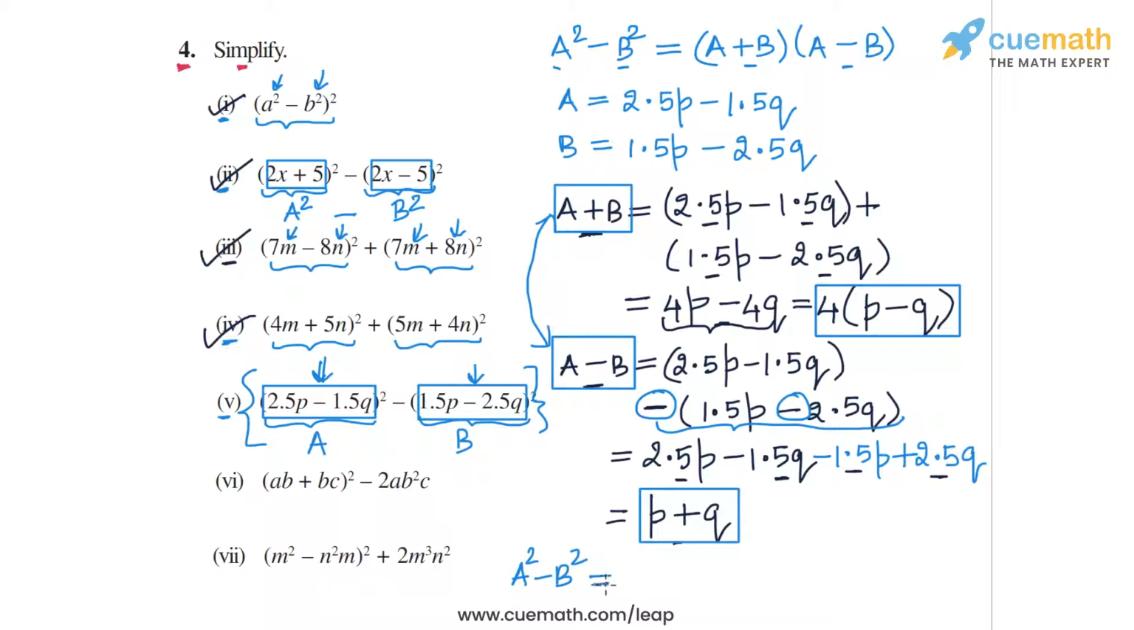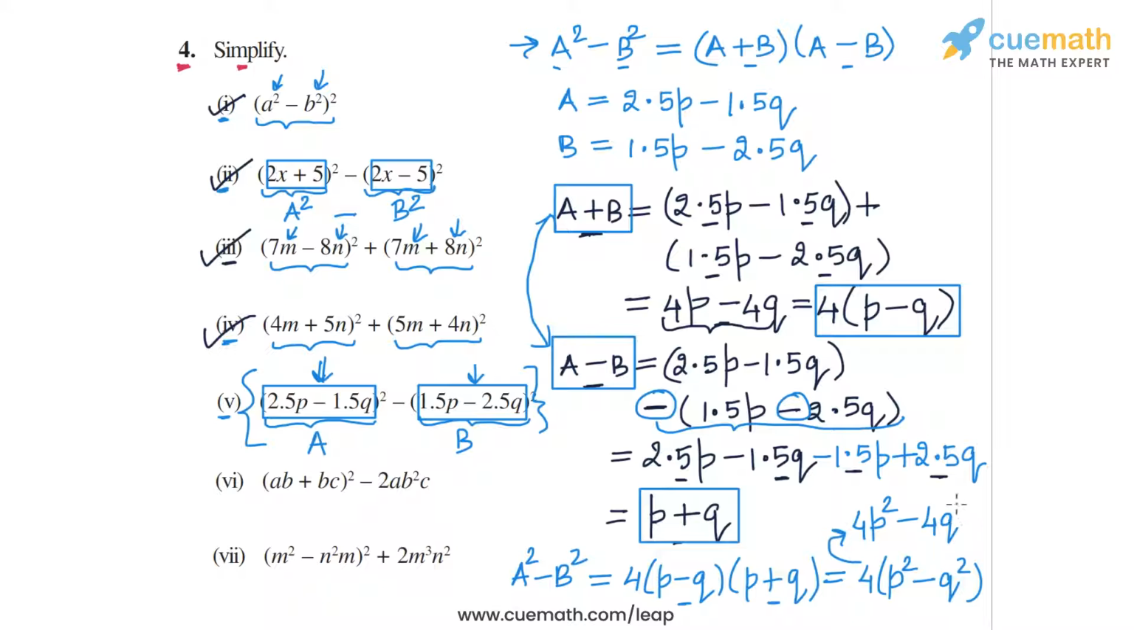So a square minus b square will be a plus b, so 4 times p minus q, times a minus b, which is p plus q. So p minus q times p plus q, again we can use this same identity to simplify this. So this will be equal to 4 times p square minus q square, and if you want to expand this, you can write this as 4p square minus 4q square.